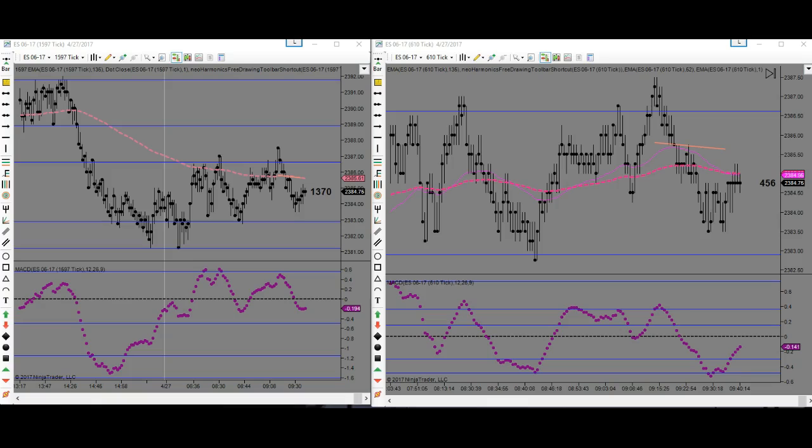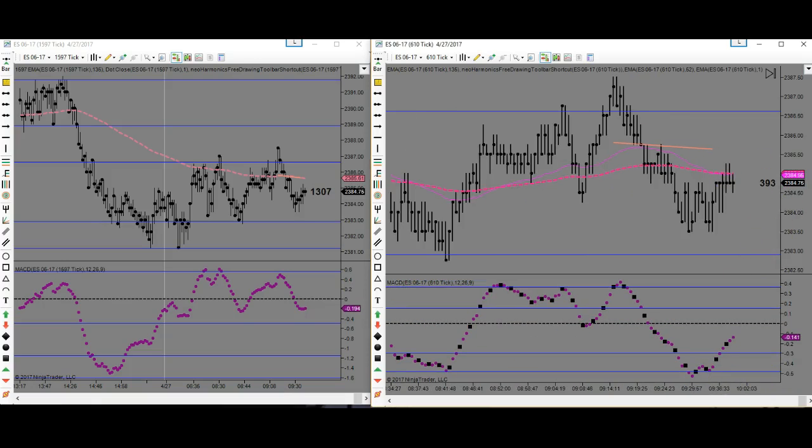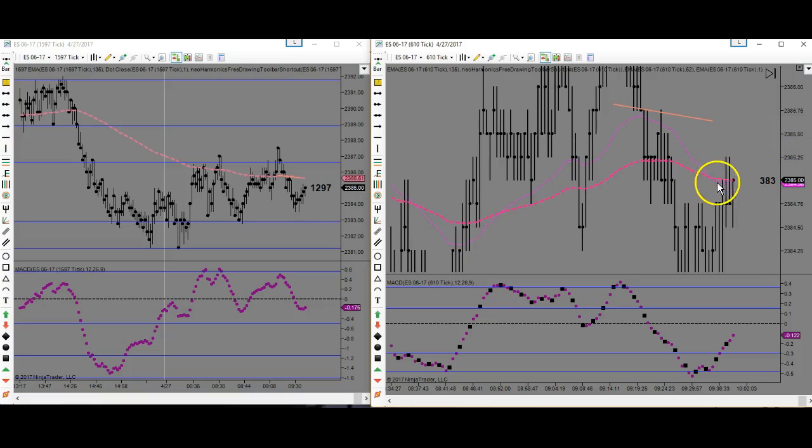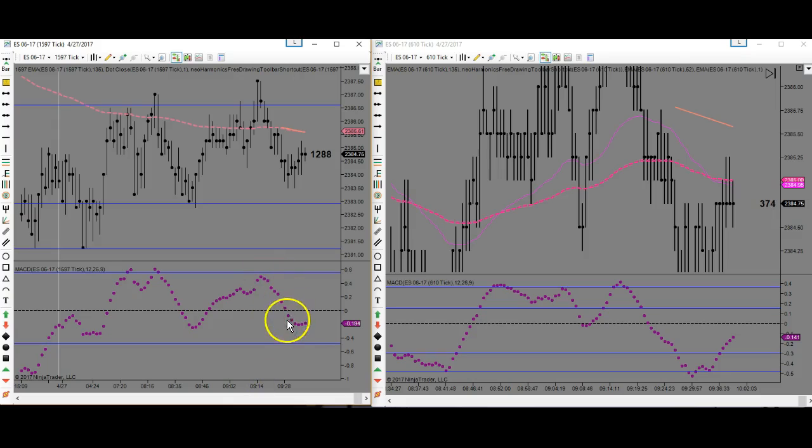Oh, all your EMAs are in the right direction finally. It's finally crossed below. Just barely. So now all three EMAs are in the right direction. You are below everything, but your MACDs don't seem to be slowing down very much. Here, they're starting to curl up just a little bit. Not much.